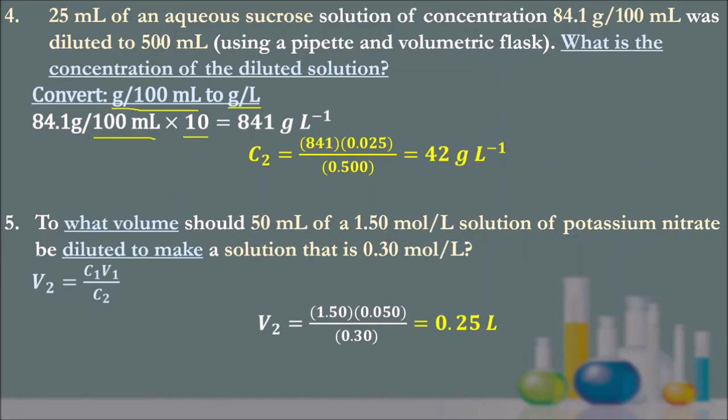Also, I made sure everything else is converted into liters, so I substitute that into my formula there. I get an answer of 42 grams per liter. Question 5 is a little bit more straightforward. You don't have to try and do any conversions besides the one for volume. And so just plug it into the formula, and I find that my volume is 0.25 liters.